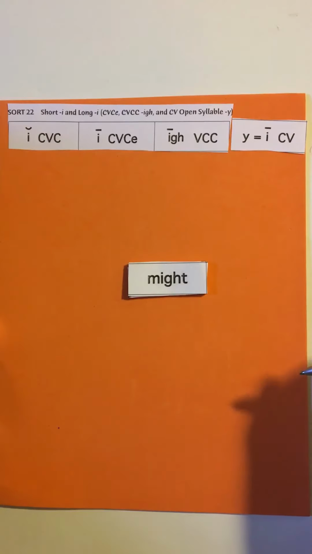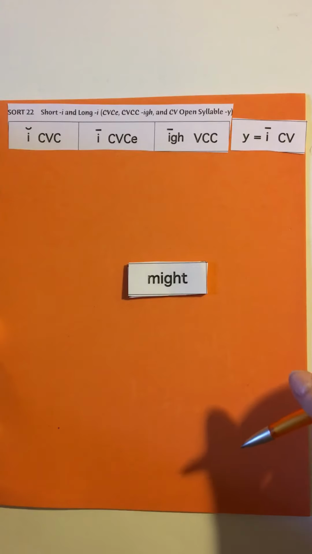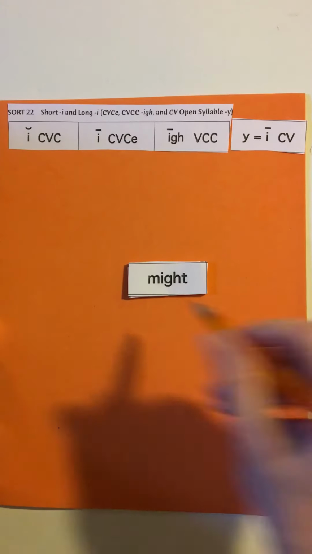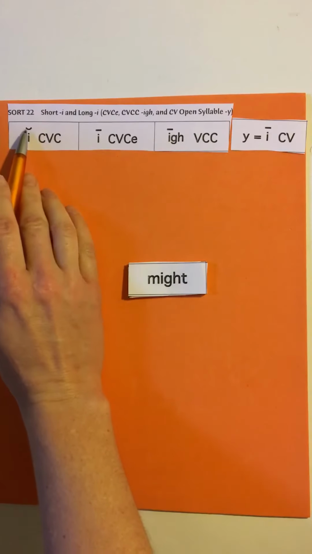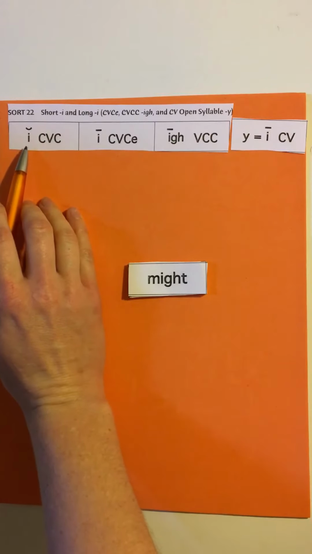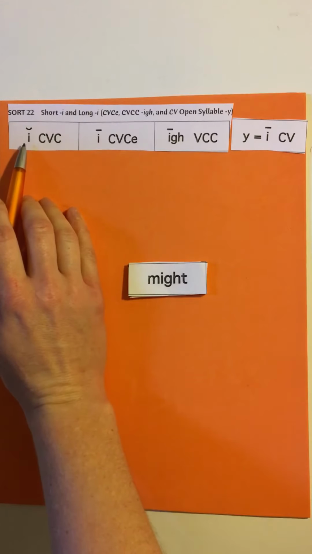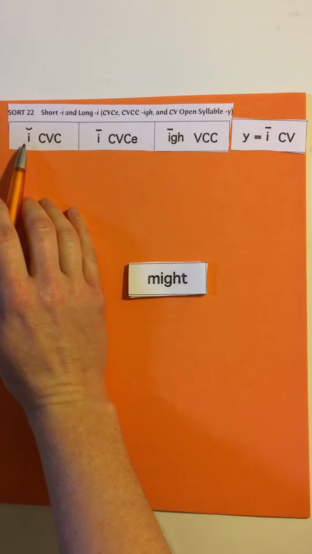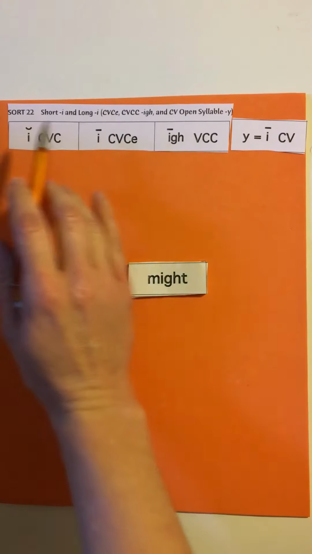Word work sort 22, the short and long I sounds. So we have some very interesting looking headers here. Over here we have I with a little curved line above it. That means short. Vowels can be called short or long. The short is the sound that we usually say that letter makes. The I is a short.